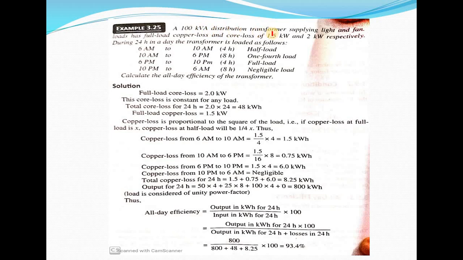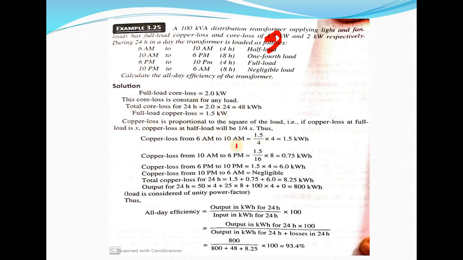Suppose a 100 kVA distribution transformer supplying light and fan load has full load copper loss and core loss of this much. This is the copper loss and this is the core loss, and we know that core loss is constant throughout the 24 hours, and this 1.5 kilowatt will change. So we'll calculate at each cycle. At half load, what is the value when 1.5 kilowatt is full load? It is 1/4, so we'll calculate.